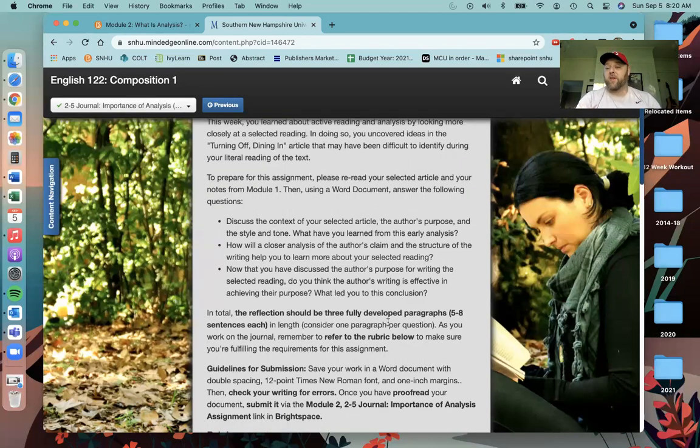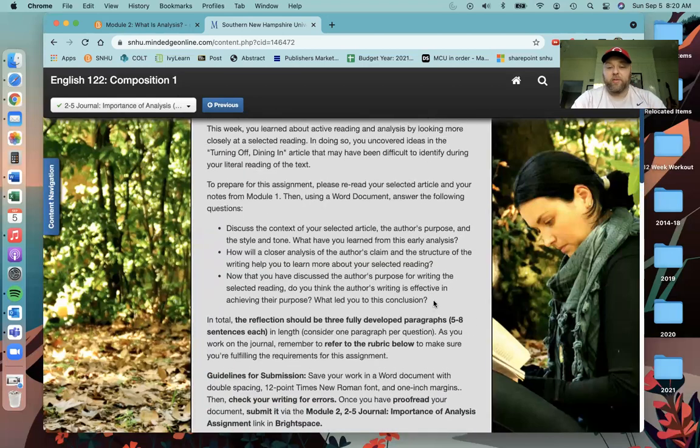So basically in this, you're going to discuss the context of your article. You're going to discuss the author's purpose, the style and the tone, and what you have learned from early analysis. And then you're going to answer how a closer analysis of the author's claim and the structure of the writing will help you to learn more about your selected reading. And then you'll answer if you think the author's writing is effective in achieving their purpose and what led you to this conclusion. All right.